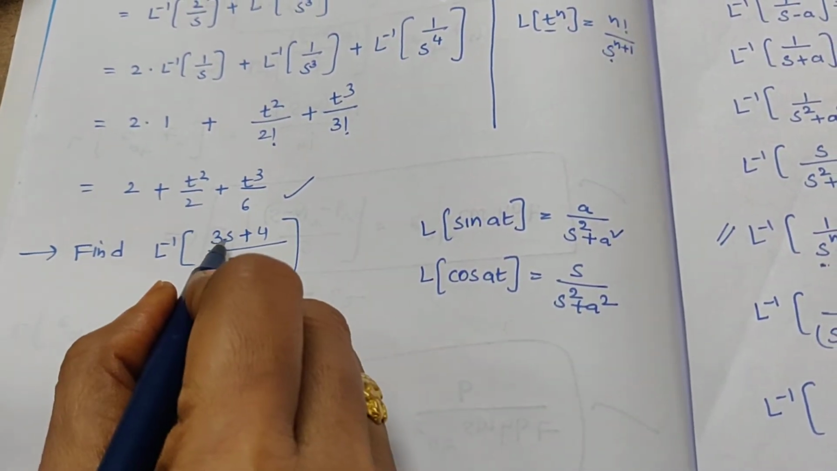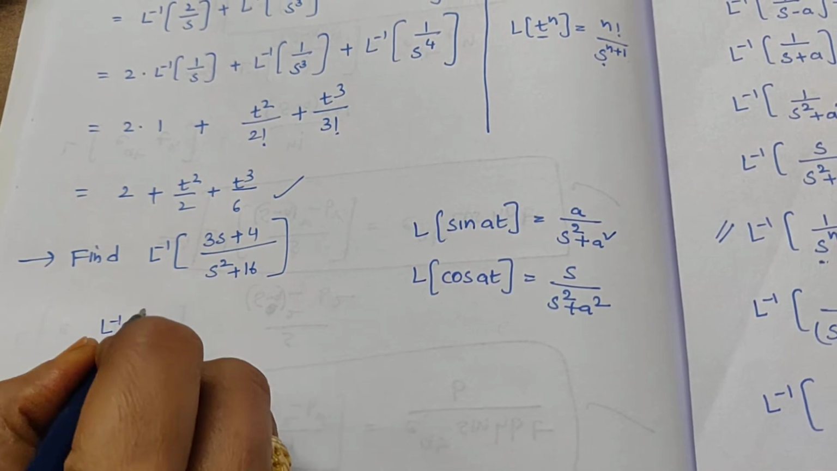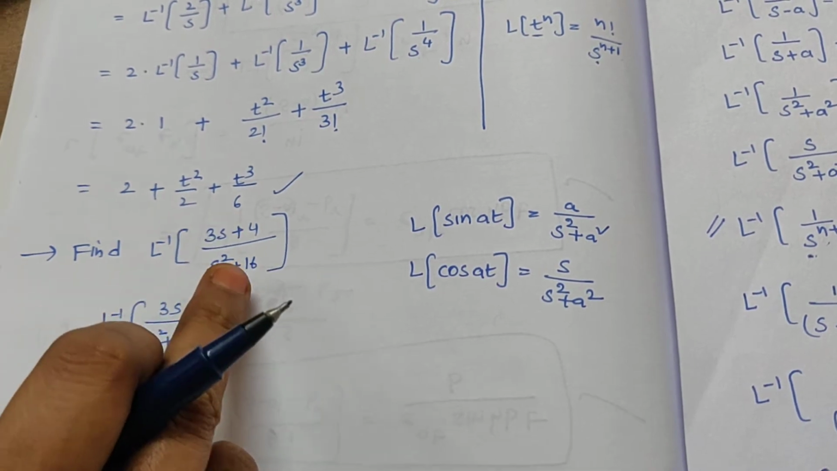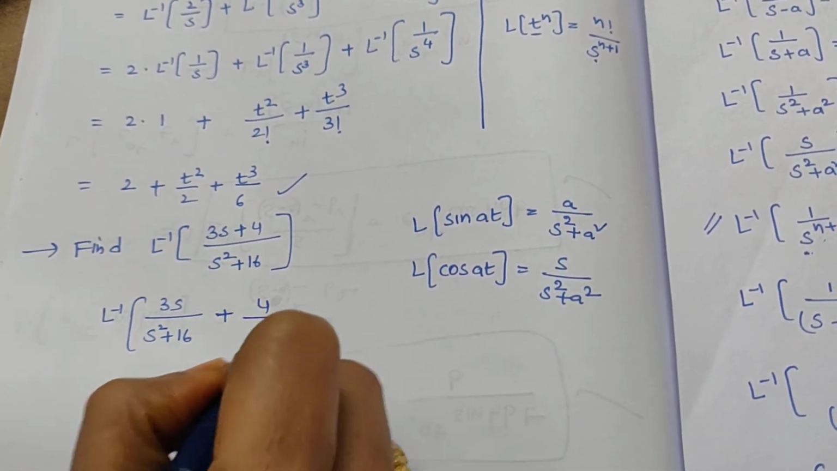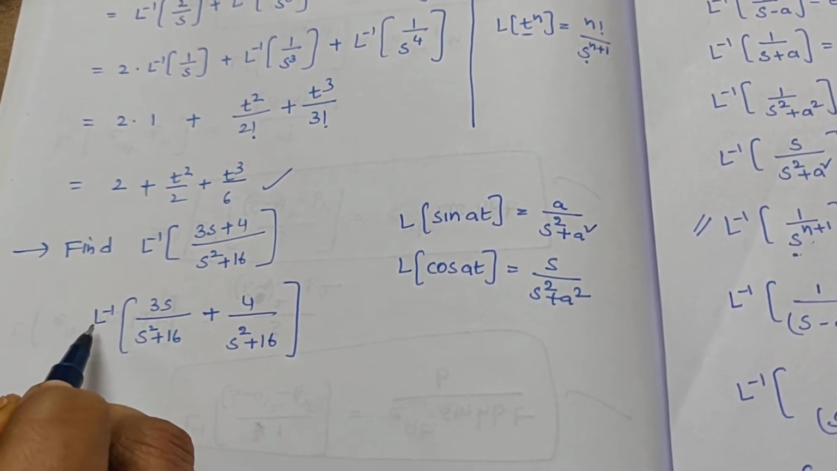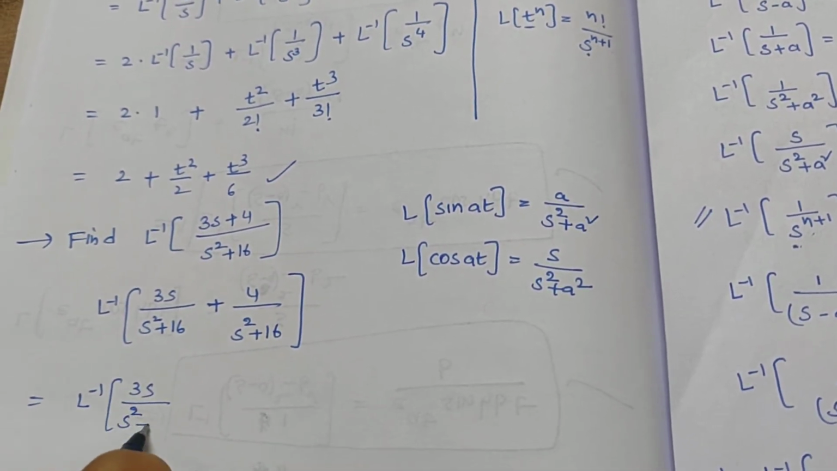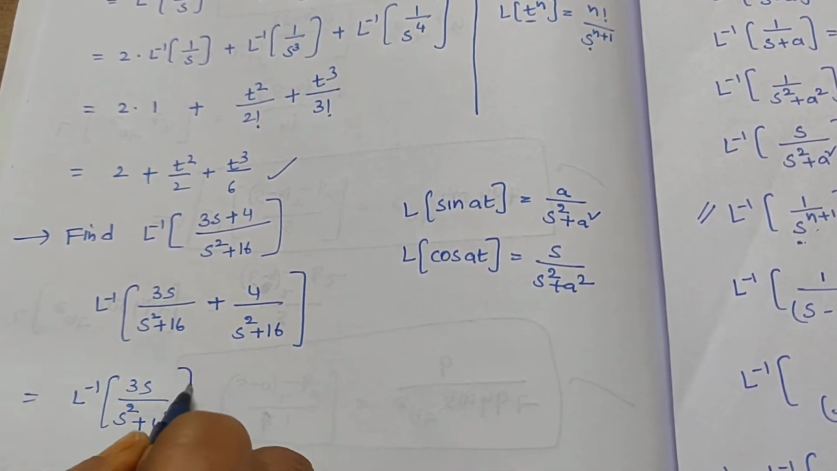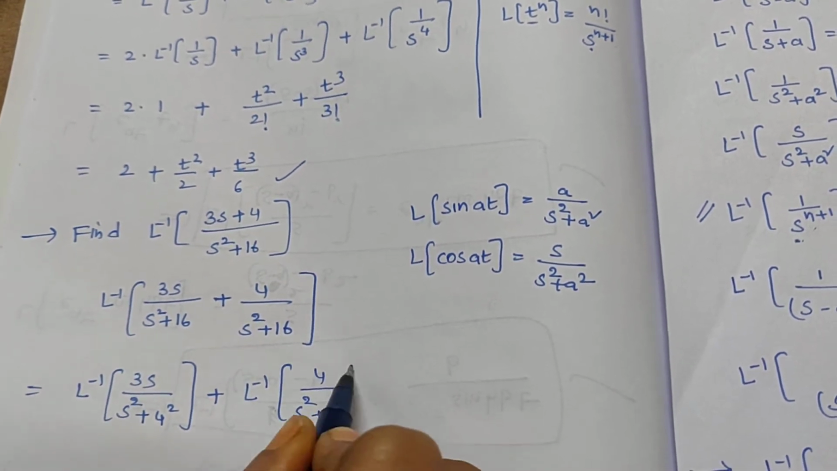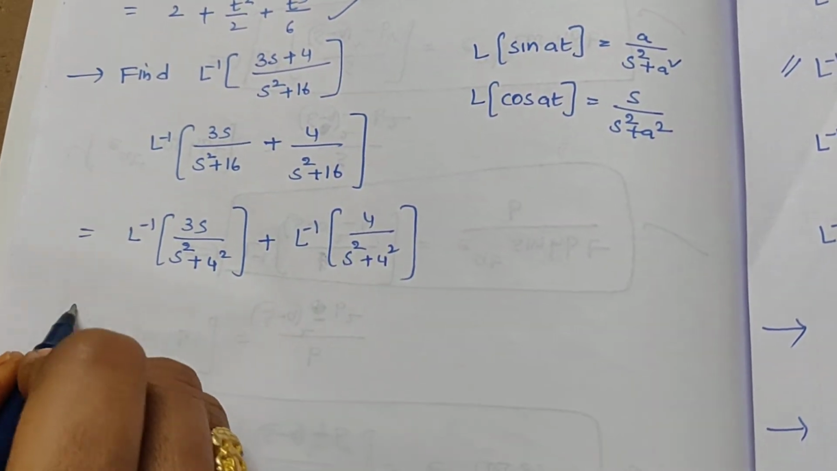But in the numerator we are observing 3s plus 4. Here we are able to split this as 3s by s square plus 16 plus 4 by s square plus 16. Now we know the inverse operator satisfies linear property. So L inverse of 3s by s square plus 16 plus L inverse of 4 by s square plus 4 square. L inverse we apply to both the terms. That is called linear property.